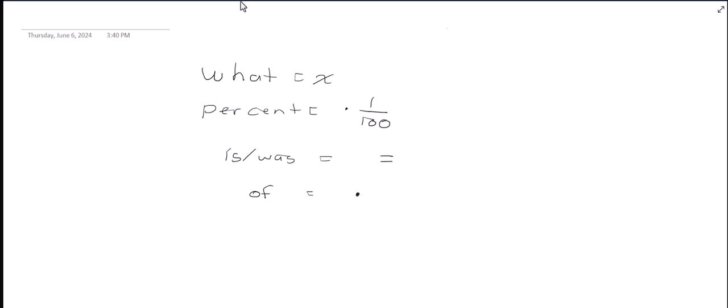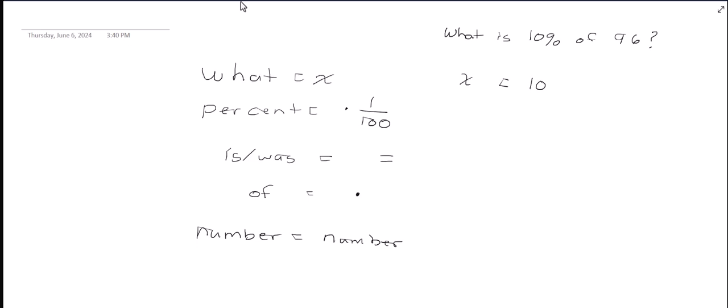So if I just had straight up a question that I could just translate word for word, what is 10% of 96? So numbers are just numbers. Whatever the number is, you just copy that number. So what is x? Is equals. 10, that's just a number. Percent times 1 over 100. Of times 96. So x equals 10 over 100 times 96. And then depending on what you're using this for and what kind of calculator you'll have will depend on how you enter this, but this just comes up to be 9.6.